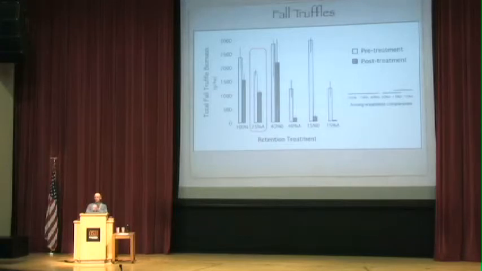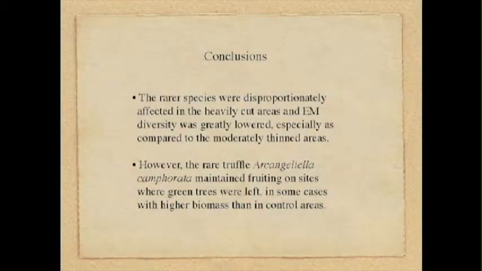These underground mushrooms actually almost all have mushroom-like ancestors. So a truffle is an underground mushroom, and it looks like microclimatic conditions in the environment are a driver of that evolutionary process. And what we do to the forest probably affects that. So the rarer species were disproportionately affected. However, the rare truffle was maintained on the sites.